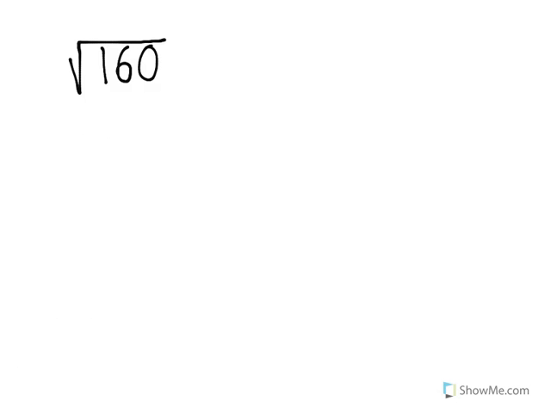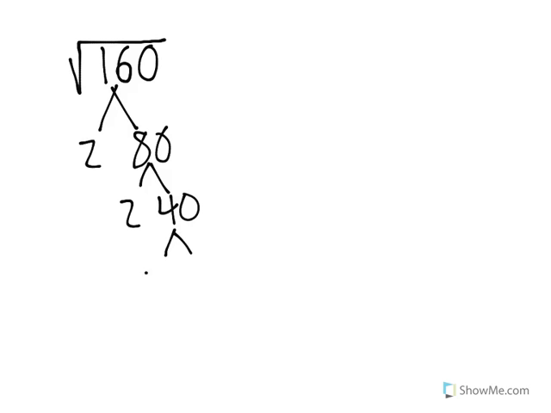Alright, let's try another example. Let's find the square root of 160. So let's think of a prime number that can be multiplied by another number to get 160. So we can start with 2 times 80. 2 times 80 equals 160. Since 2 is a prime number, now we go to 80. 2 times 40 equals 80. 2 times 20 equals 40. 2 times 10 equals 20. 2 times 5 equals 10.